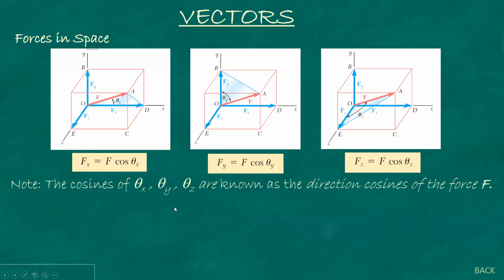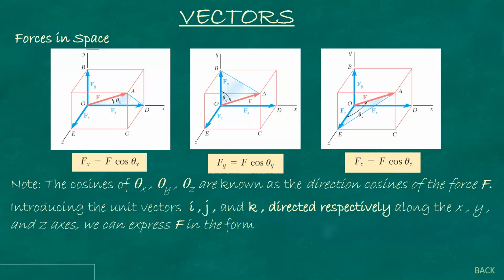So, the cosine of theta x, theta y, and theta z are known as ang tawag nila direction cosines. Kaya may cosine. Pero kung wala ning mga cosine, kini na lang theta x, theta y, theta z, ang tawag na direction angle. Pero kung may cosine, direction cosine.